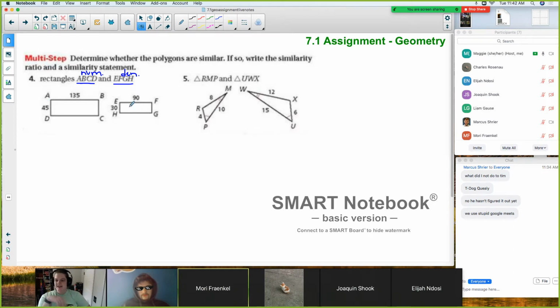So in this case, these are rectangles. Oh, well, that's good to know, because then we know that this side is 90, this opposite side is 135. We know that all of the angles are 90, and we know that this side length is 30. So because it said rectangle, we do know how to fill in all the rest of that. And so because of that, all the angles are congruent, and all the sides are supposed to be proportionate. So let's find out what that proportion is.